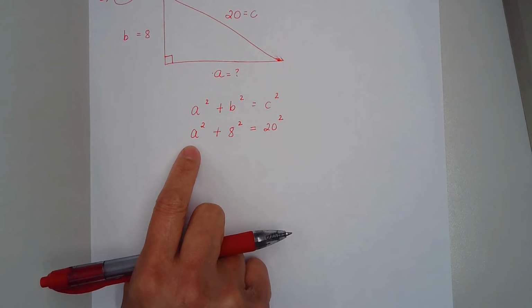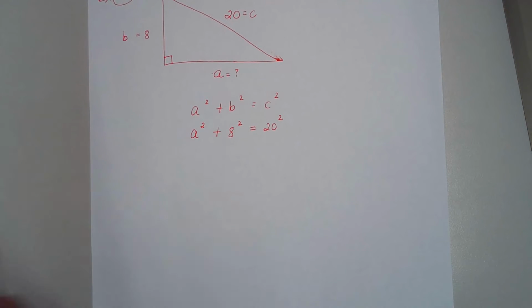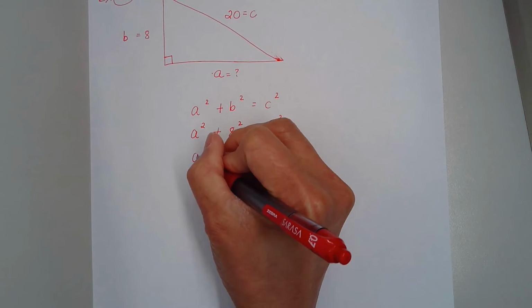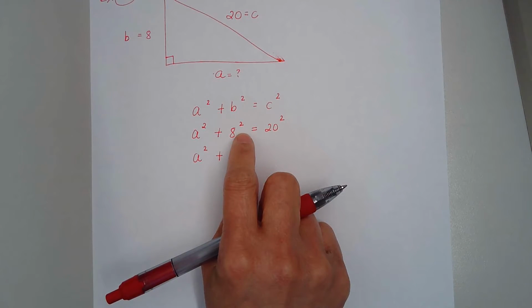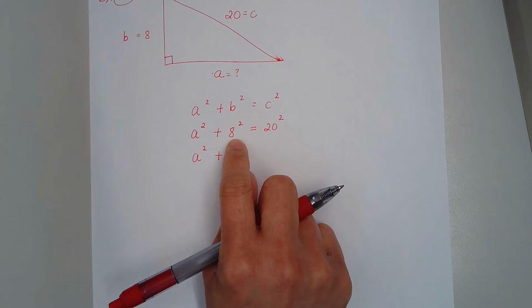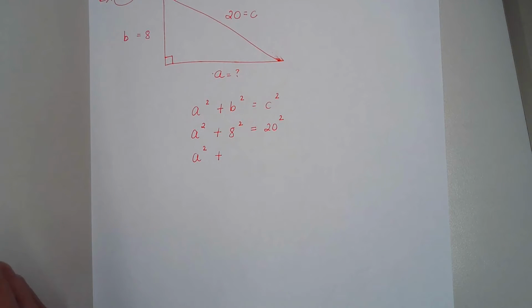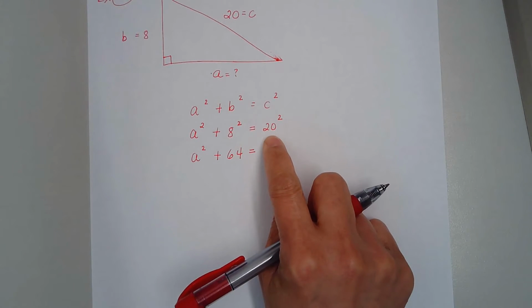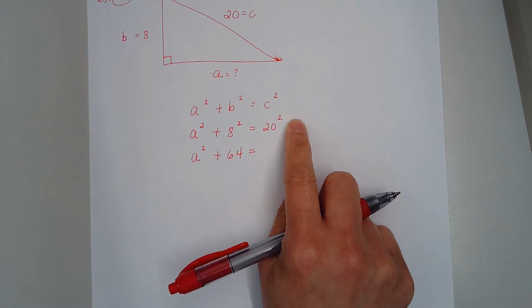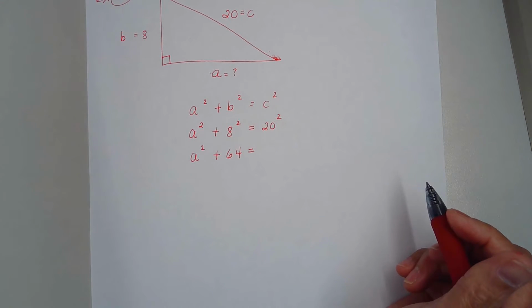Okay, so now we have a setup. We're gonna try to figure out the A value. So A squared, we don't know, so we're just gonna put A squared for now. Plus, we gotta figure this out. What's 8 squared? 64. Equals, what's 20 squared? 400.